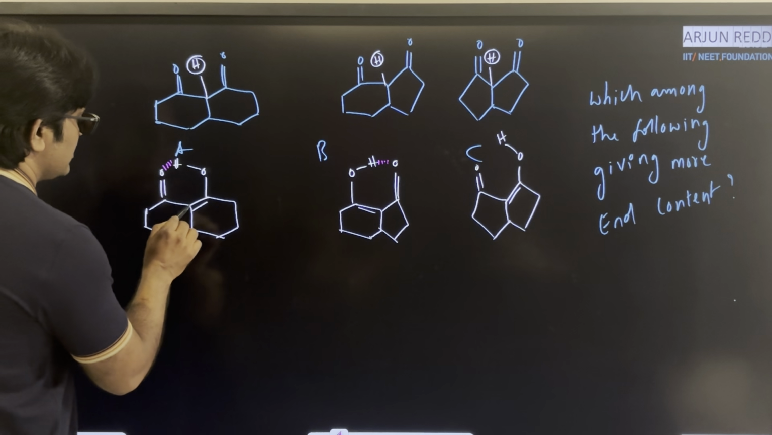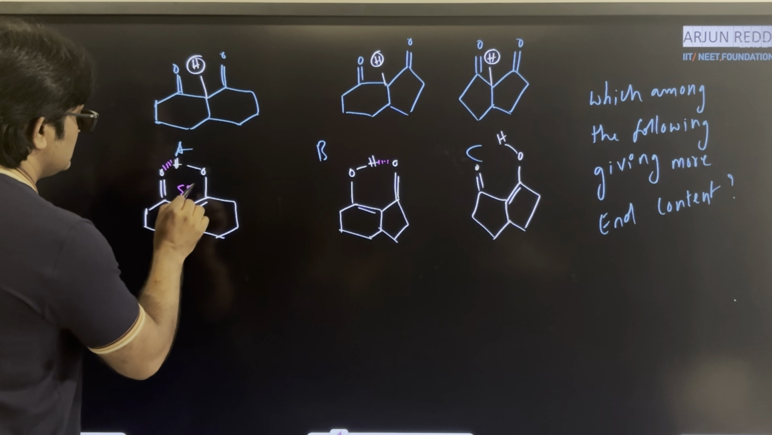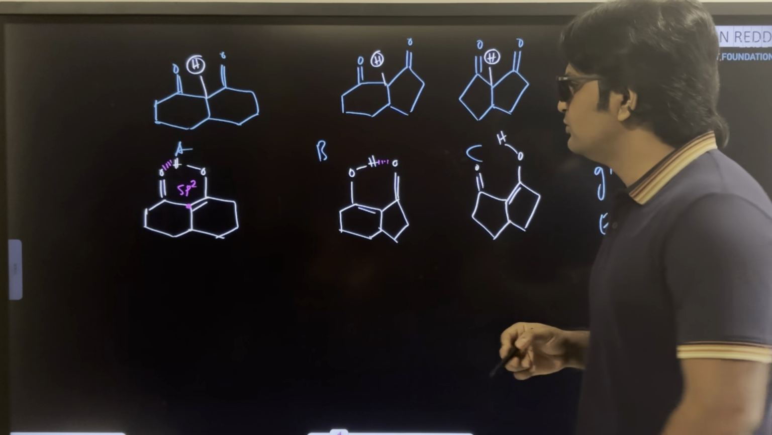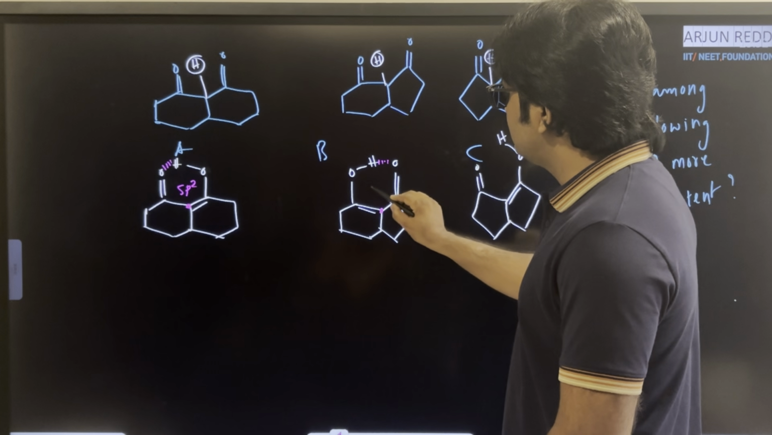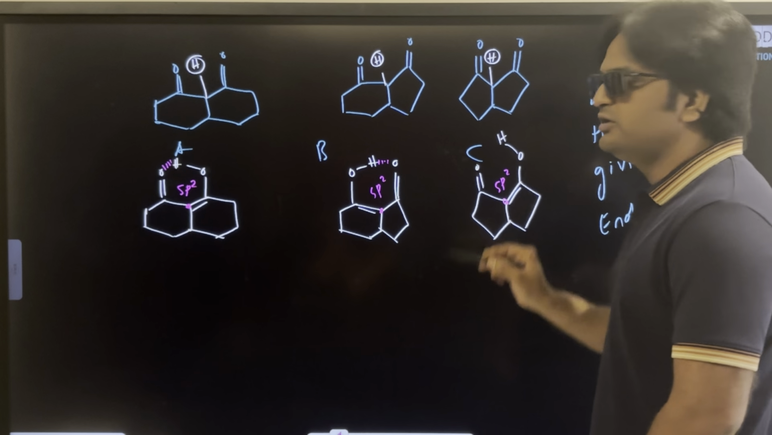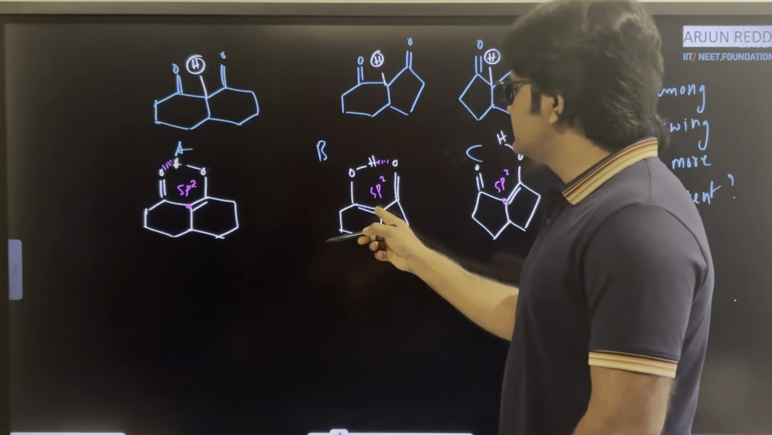Now you look at this carbon atom here. What is the hybridization? sp2 hybridization. At this carbon atom, hybridization sp2. And here at this carbon atom, what is the hybridization? Same, sp2. Again here also sp2. Okay. So whenever ring size is less.